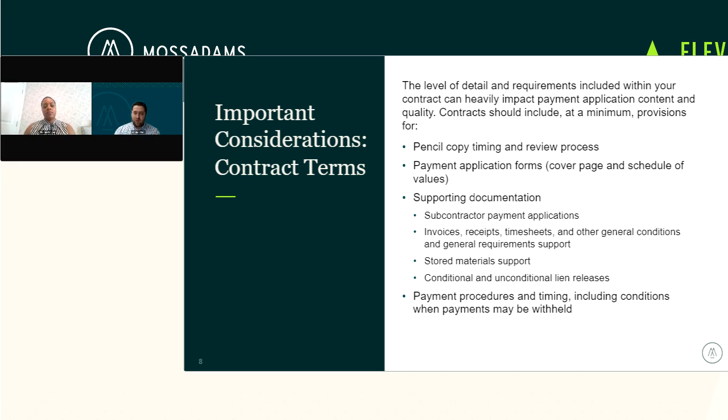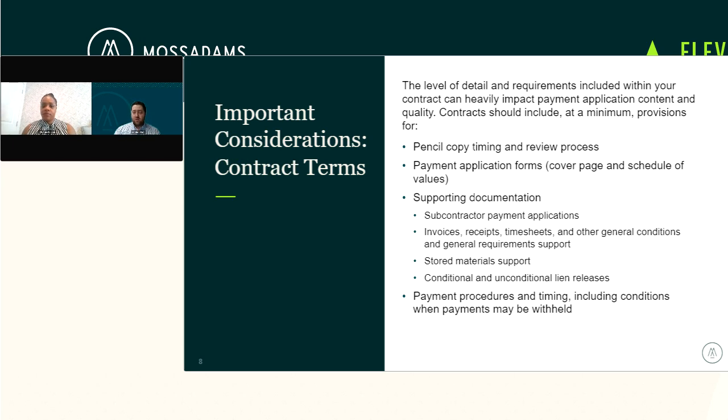within your contract terms. Pencil copy timing and review process. So clearly outlining what that review process is going to look like, what the timing of it is going to be, is essential to make sure that one, payment applications are submitted in a timely manner every month, and two, that the review process is flowing correctly. If the process takes too long, then it slows down the construction, it can slow down your cash flow, it kind of ripples through the whole project. So making sure within the contract that your timing and review process is outlined is essential.